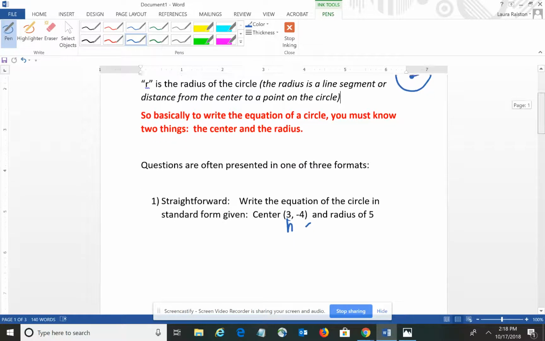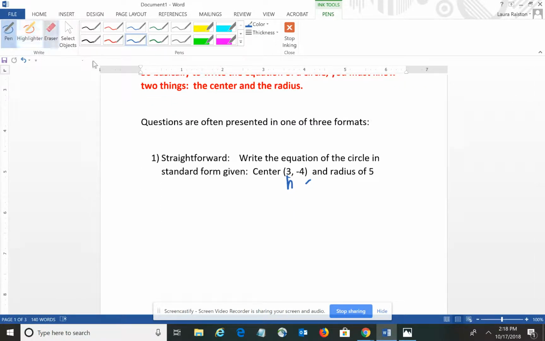The questions are typically presented in three different formats. The first format's pretty straightforward because you're given the center and the radius. It says write the equation of a circle in standard form given the center is (3, -4) and the radius is 5. So h is the first number in the ordered pair, and k is the second number, and the radius is 5. We're basically going to substitute those values into the standard form of the equation. I call it plugging and chugging.